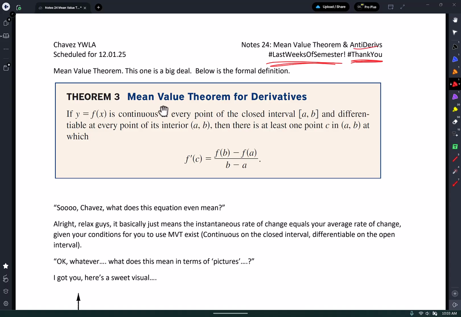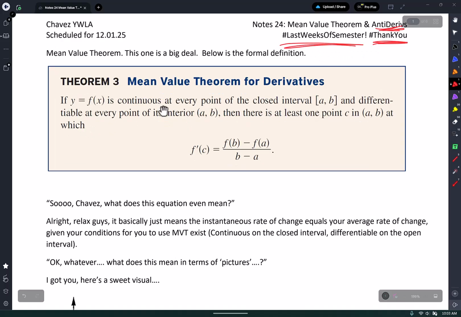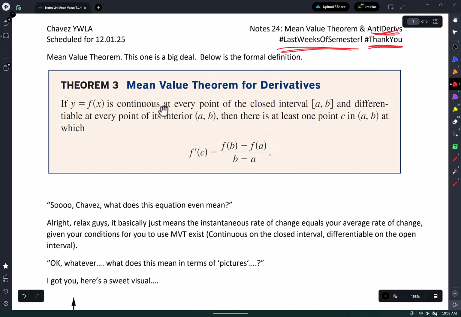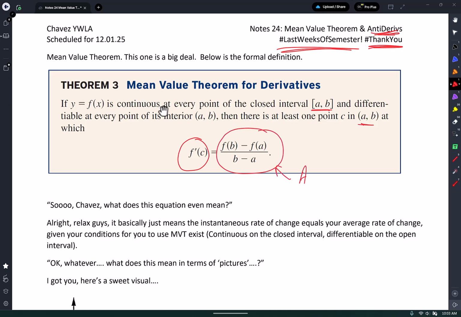Mean value theorem and antiderivatives. So we kind of already know about antiderivatives. Mean value theorem. So what is the mean value theorem? All the mean value theorem says, as long as you're continuous on the closed interval and differentiable on the open, that the instantaneous rate of change is equal to the average rate of change. That's the average rate of change here, and this is the instantaneous rate of change.